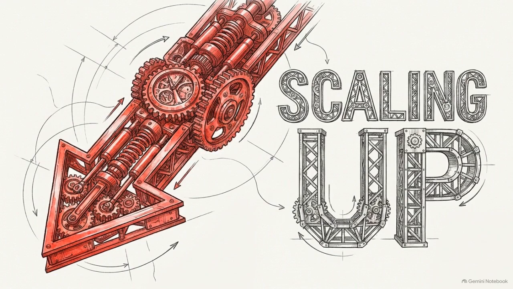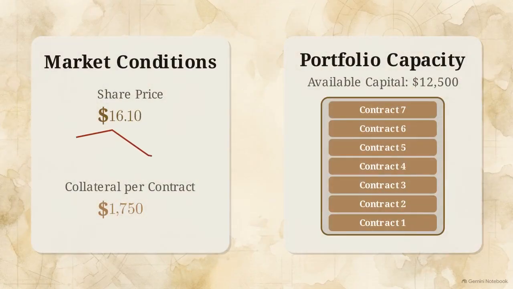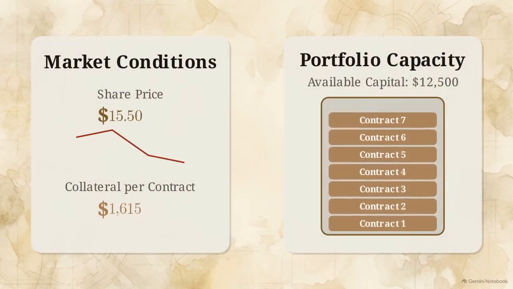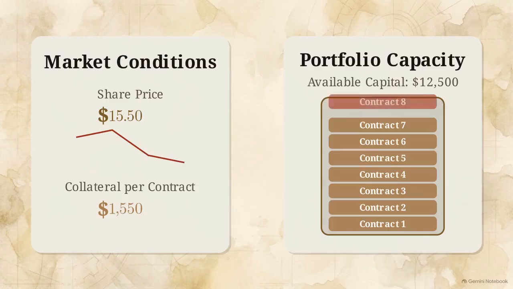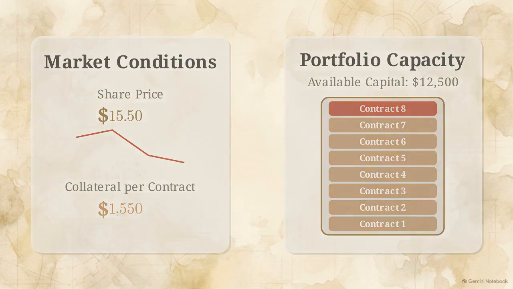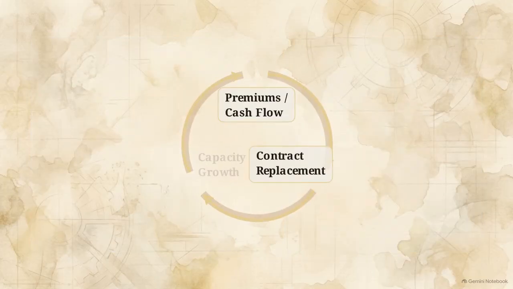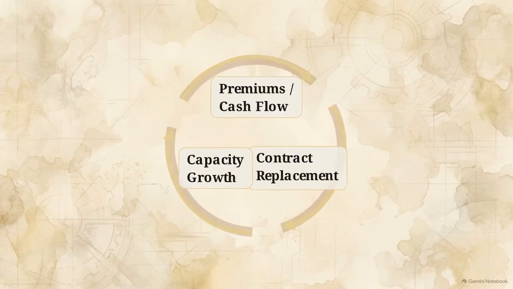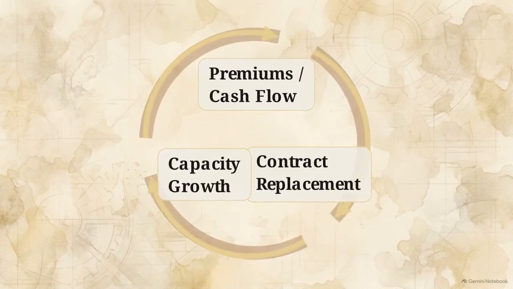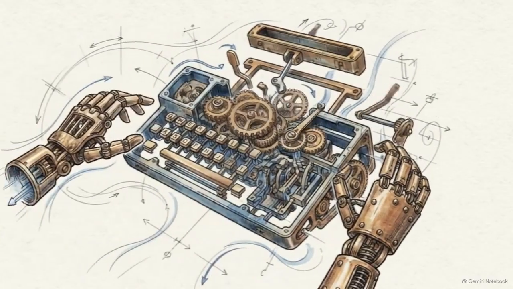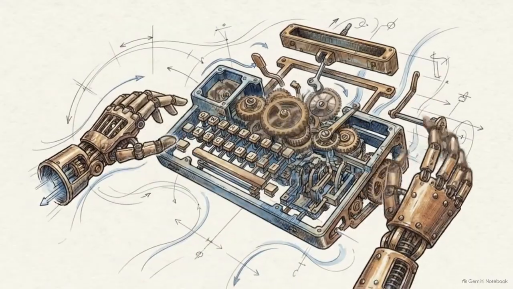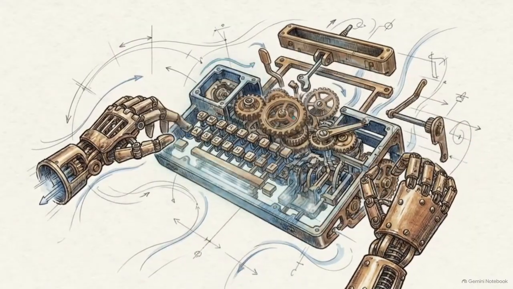When share prices drop, the collateral required to secure a contract also decreases. This allows the trader to use their existing capital to scale from 7 contracts to 8 or more. The anatomy of a transaction set is therefore a resilient loop, one that uses cash flow and contract replacement to drive continuous expansion. Ultimately, the effectiveness of the strategy depends on maintaining the internal logic of the transaction set, even as external market conditions fluctuate.